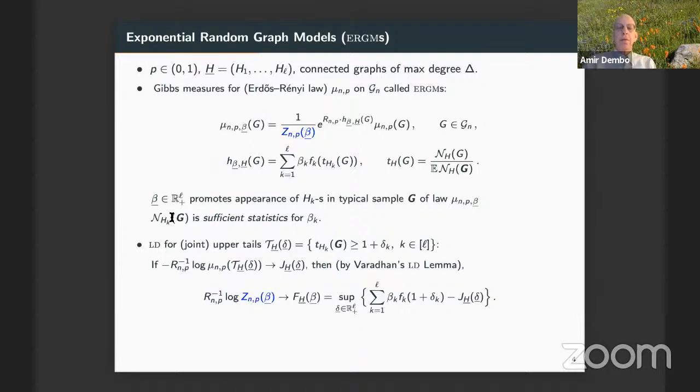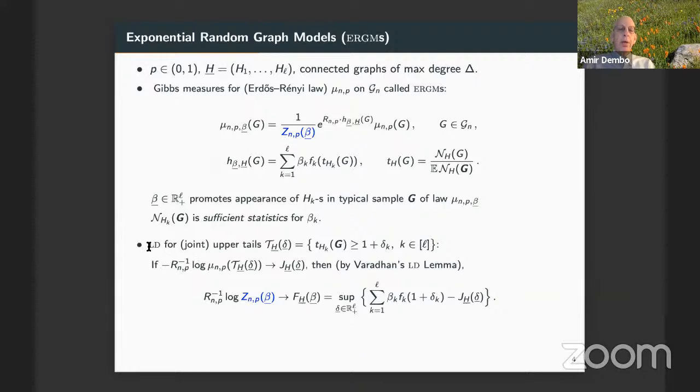Sorry, the expectation of N_H, yes, the expectation is always with respect to the reference measure, the Erdos-Renyi measure. So whenever there is an E here in my talk, it will be with respect to mu_p. And that is because T_H of G is supposed to be 1 under the reference measure. So in the variational problem, it will always be deviations from 1 that will dictate the contribution of the exponential. Thank you for the question.